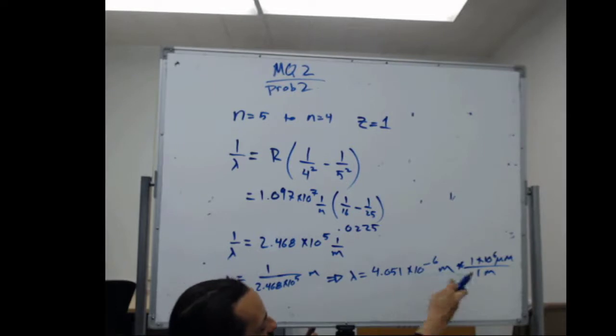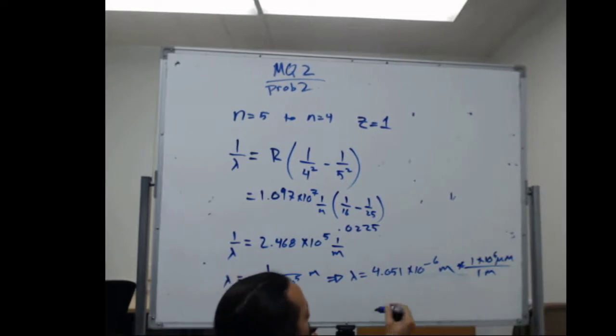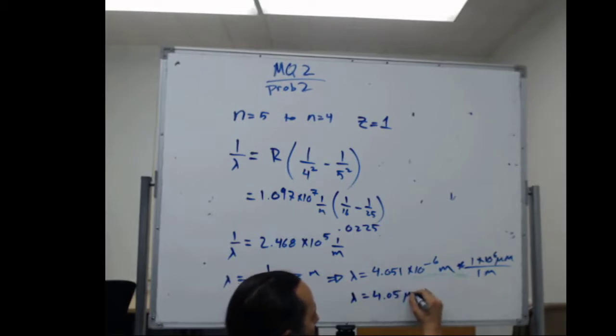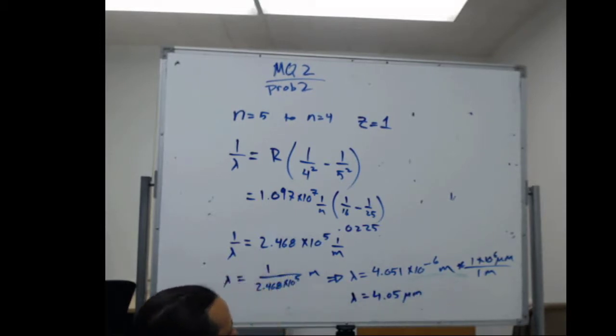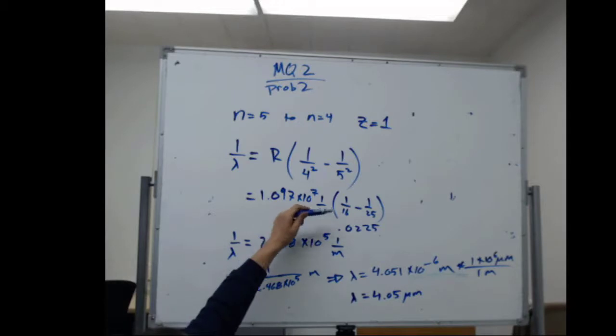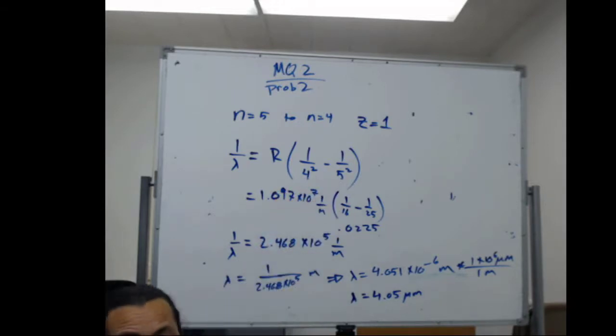The meters cancel out. The 10 to the minus 6 times 10 to the positive 6 cancels out, essentially, and I get 4.05 micrometers. Again, this is for my numbers 4 to 5. Conceptually, you should be able to do the same thing for yours.